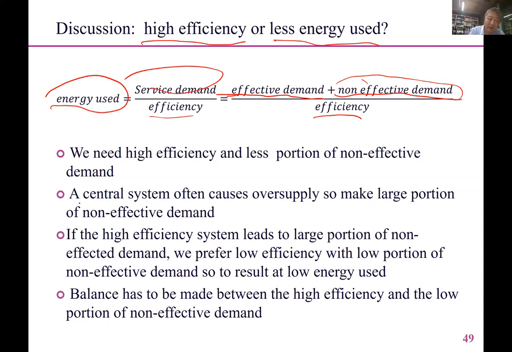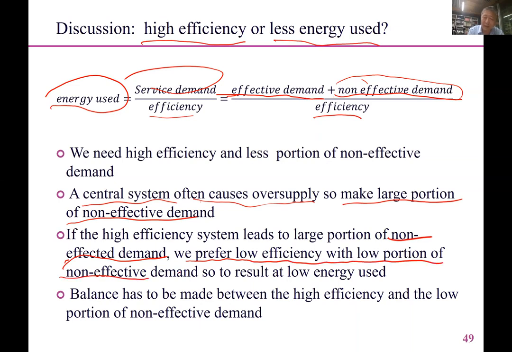A central system often causes oversupply, so it makes a large portion of non-effective demand. So if a high efficiency system leads to a large portion of non-effective demand, then maybe we prefer the low efficiency with low portion of the non-effective demand, so to reduce energy. That's the key point.